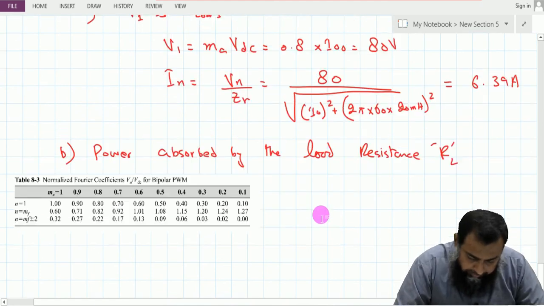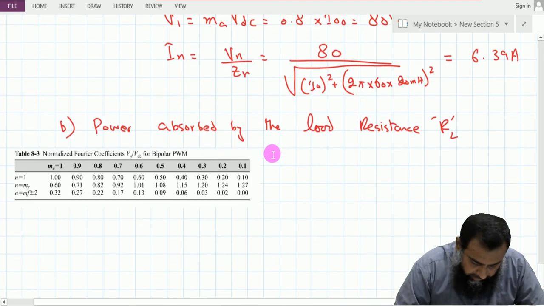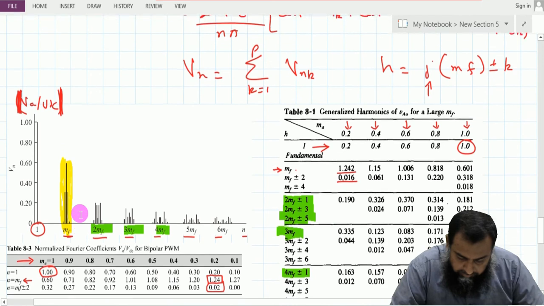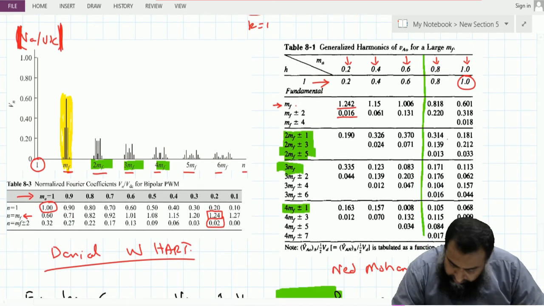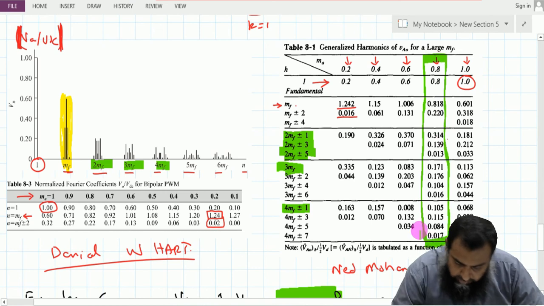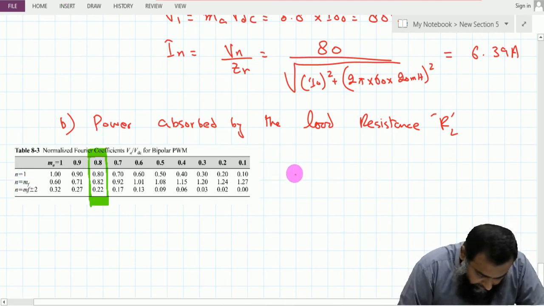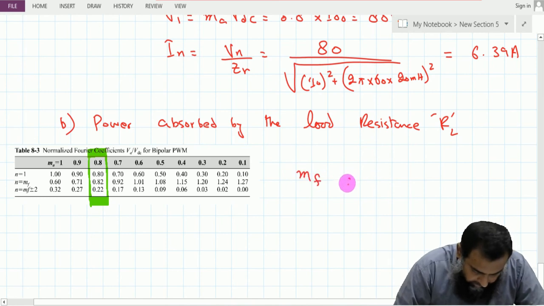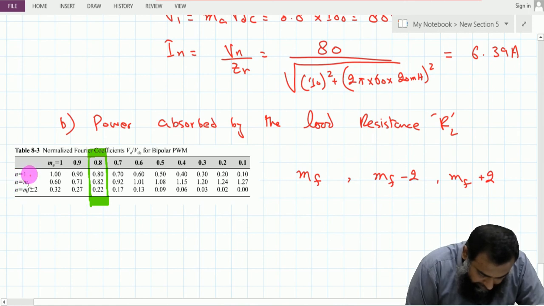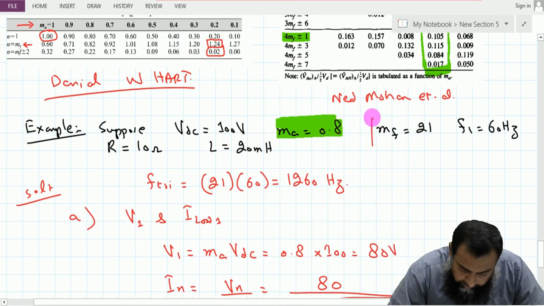Now if we see here, MA is equal to 0.8. This is the first parameter, which means that I am only interested in these components. Similarly, if I am using this particular table, this whole area is my playground. Looking at this 0.8, I can see that I have a frequency at MF, then MF minus 2, and then MF plus 2. This is the fundamental component we have already calculated to be equal to 80 volts. So this MF is equal to 21.